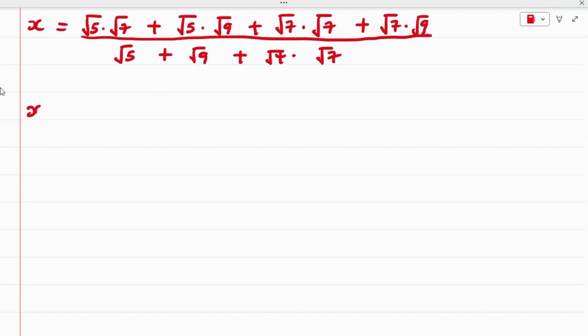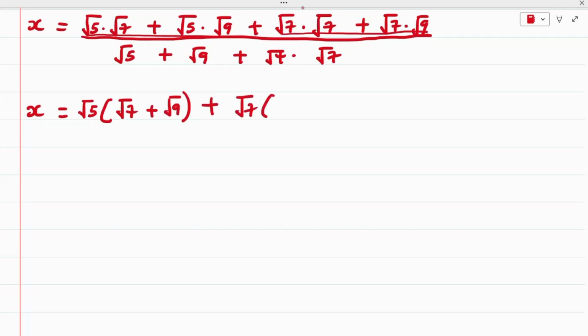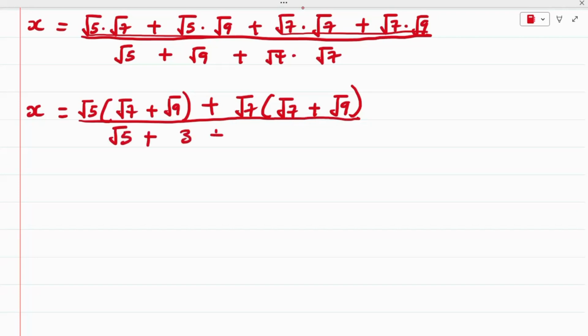So from here we have that x is equal to, now there is a common term between some of them right now. The common term between these first two we have to be the root of 5. So we have the root of 7 plus the root of 9 plus, now the common term between these two, we have this to be the root of 7, and we have the root of 7 plus the root of 9, divided by. Then for the denominator we have the root of 5 plus the root of 9, which is 3, plus the root of 4, which is 2 root 7. Okay, so we have that x is equal to, now we have root 7 plus root 9 to be common here, so we're going to pick one of these.